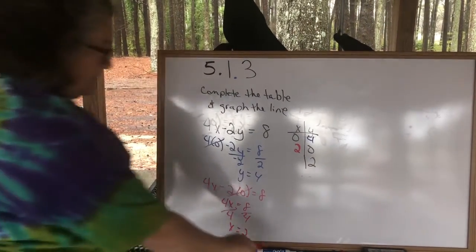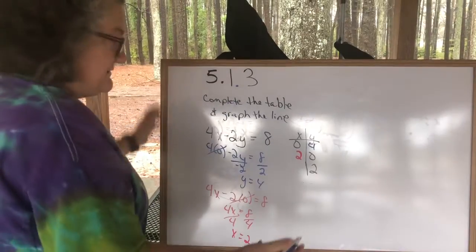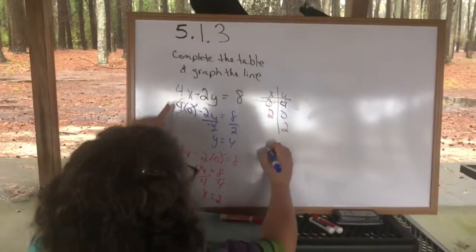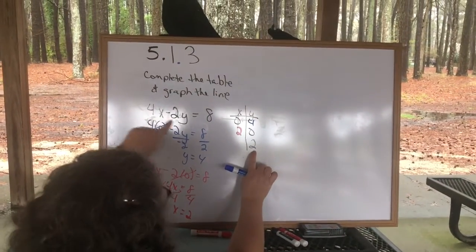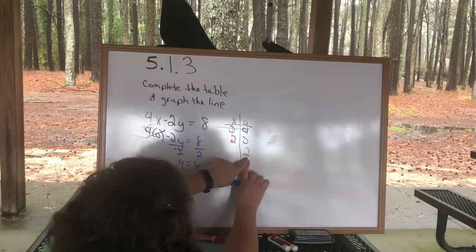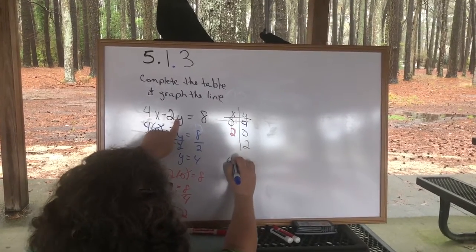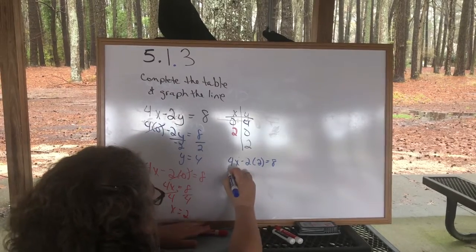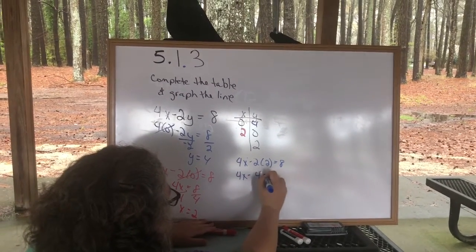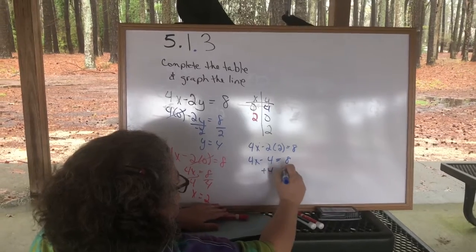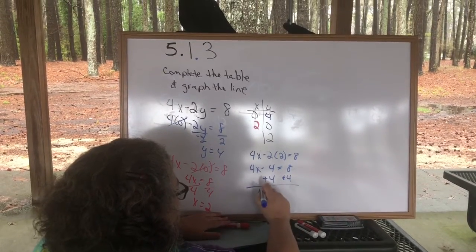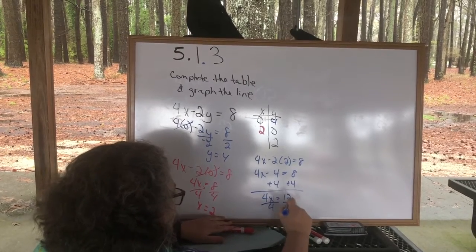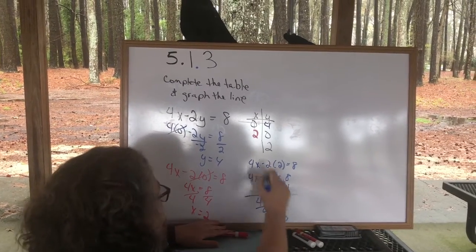Now, I'm going to go back to blue. Watch out, I got to lean down here. We're solving for y, or not solving for y, we're plugging in for y. So here's 2 goes into this one. So we have 4x minus 2 times 2 equals 8. So we have 4x minus 4 equals 8. I'm going to add 4 to both sides, and I have 4x equals 12. Divide both sides by 4, x equals 3.